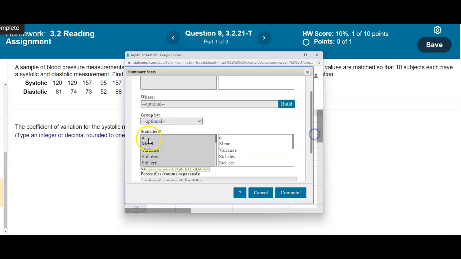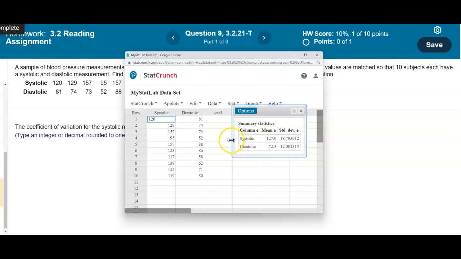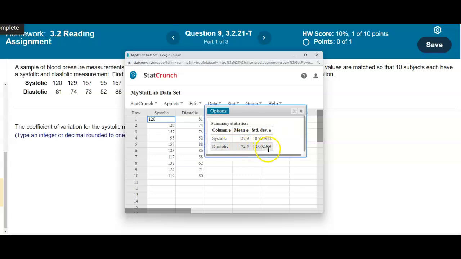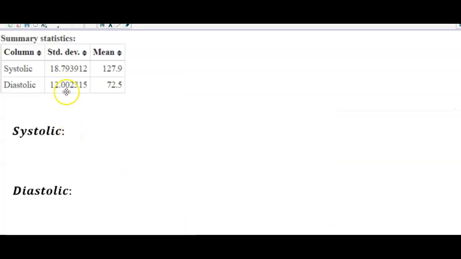Now, what we want to find is the sample mean and the sample standard deviation. So let's go ahead and compute. There is our sample mean and sample standard deviation. Here is our standard deviation and our sample mean. We're first going to work with the systolic.